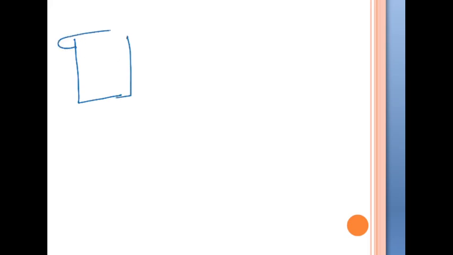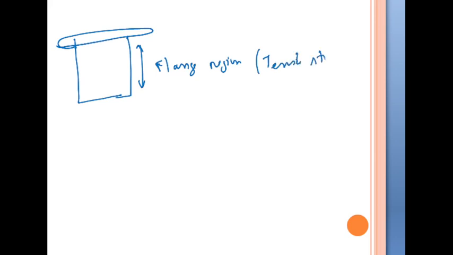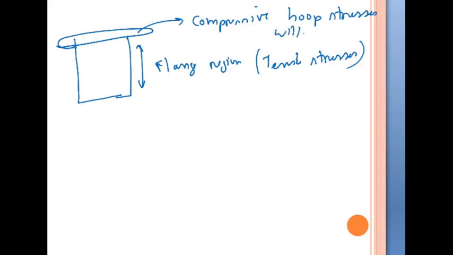Let's say this is the final product that has been produced. Now in the flange region, only tensile stresses will be acting. And in the top region, what will be acting? Compressive hoop stresses will be acting.